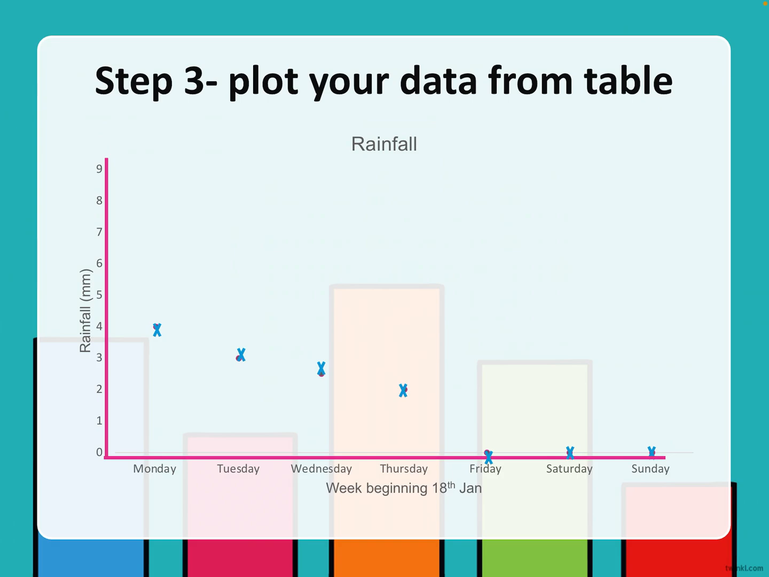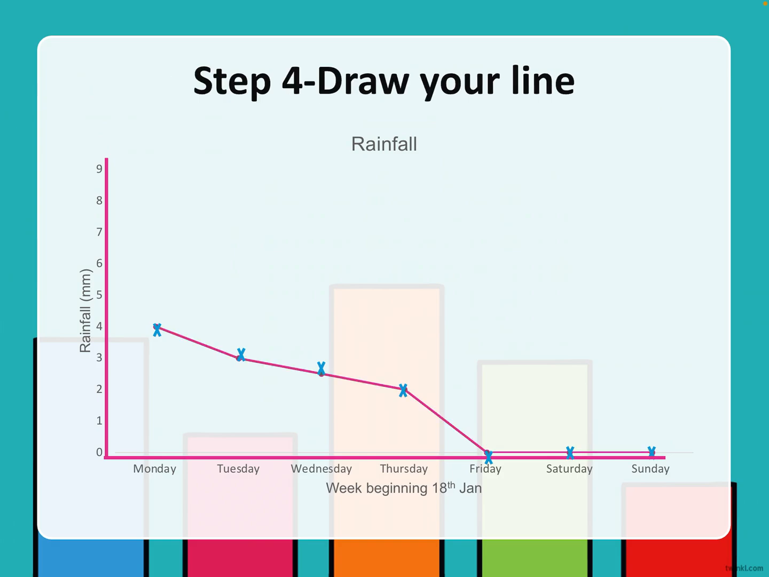So you put a little dot or a little X to plot your data. And then step 4, you carefully draw a line through all your plots. And that line shows how the rainfall has changed over time. So we can see that there was quite an average rainfall on a Monday, and then it got less and less as the week went on.